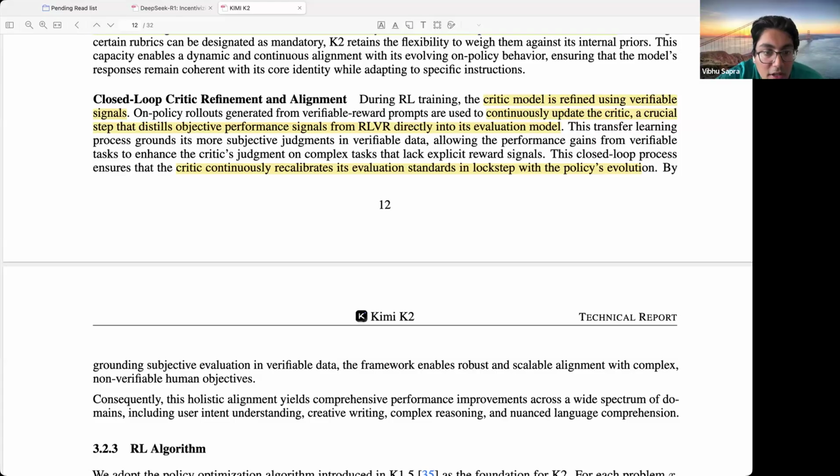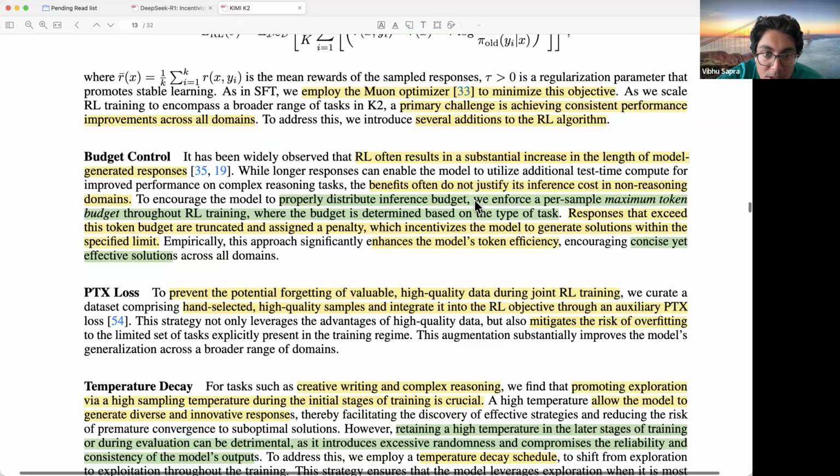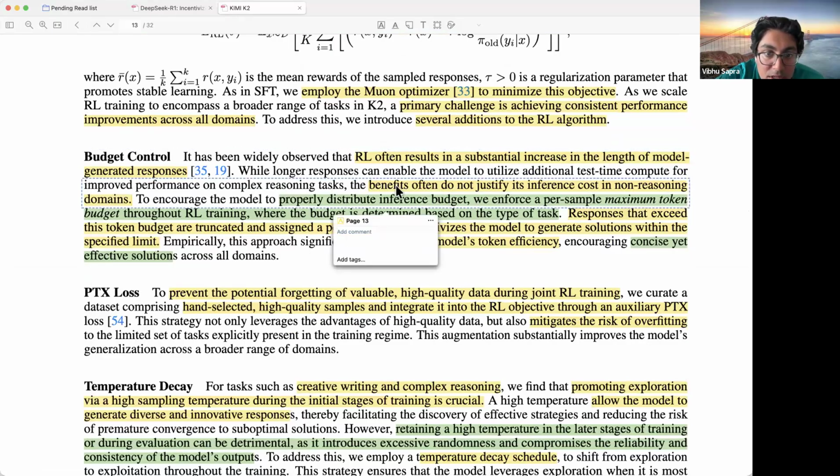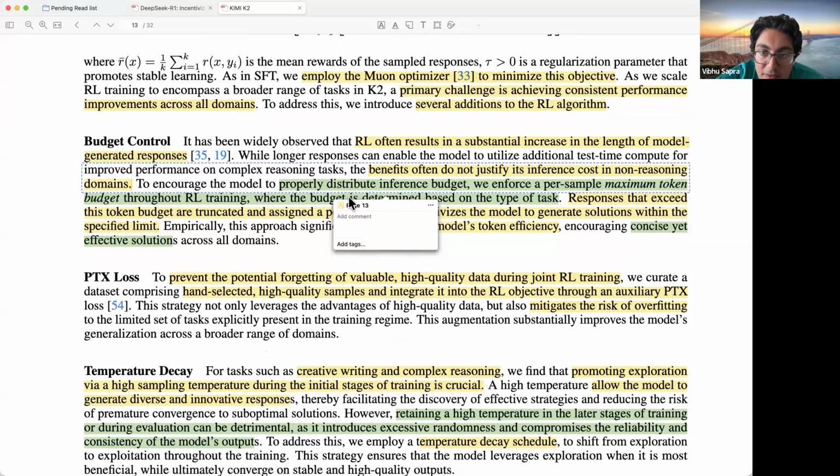Very interesting. RL has slight modification to policy optimization, so they have their Muon optimizer, and several additions, like budget control. So they say, properly distributed inference budget we enforce. So they kind of shit on reasoning models. RL often results in a substantial increase in the length of model-generated outputs. Now, even though that gives improvement in performance, these benefits often do not justify its inference costs in non-reasoning domains. So for general stuff, you don't want this.